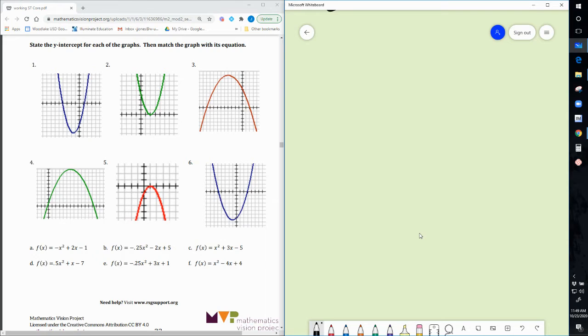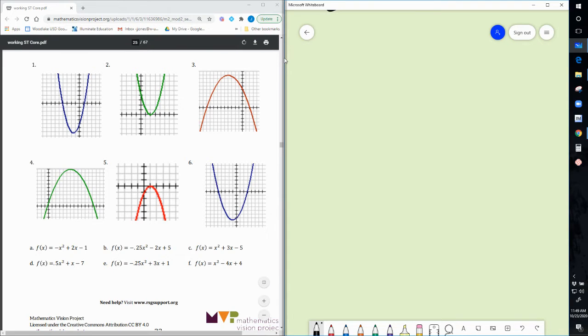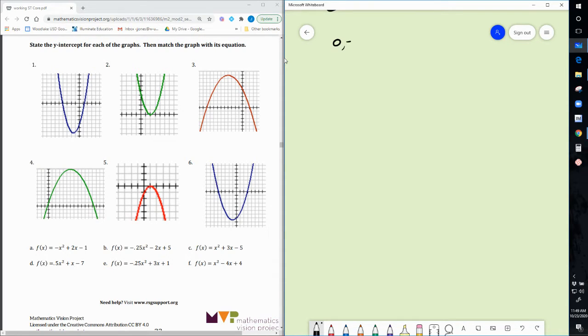Just go ahead and look at problem number 1. We're talking about the y-intercept. You're looking right here where my mouse is moving around, and hopefully you can count 1, 2, 3, 4, 5. So on number 1, you would say that the y-intercept is (0, -5). You would write that for your answer for number 1, and then you would pick the equation A through F which it matches. So that is problems 1 through 6.